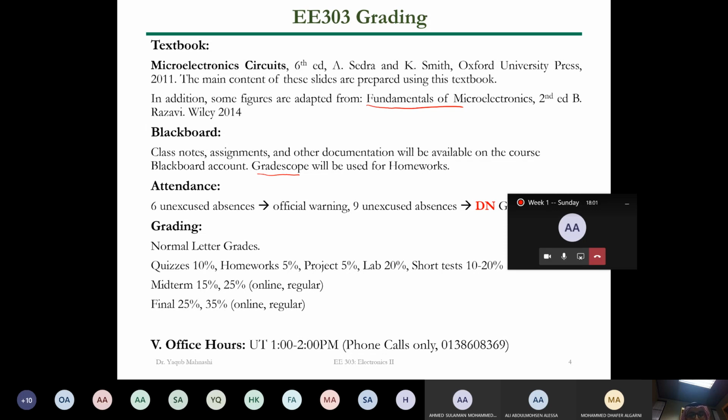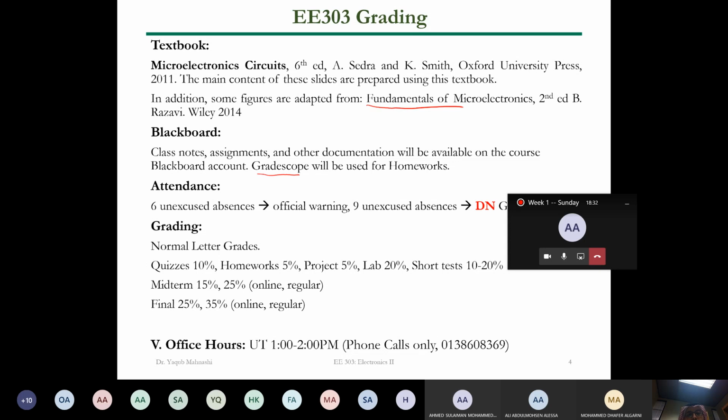And we'll have this distribution, and it is basically based on our format after the 7th week. So, for the quizzes, homeworks, project, and lab, they are fixed. We have 10% for the quizzes, 5% for the homeworks, 5% for the project, 20% for the lab. That's for sure. I mean, they don't have anything related to the delivery format of the course.